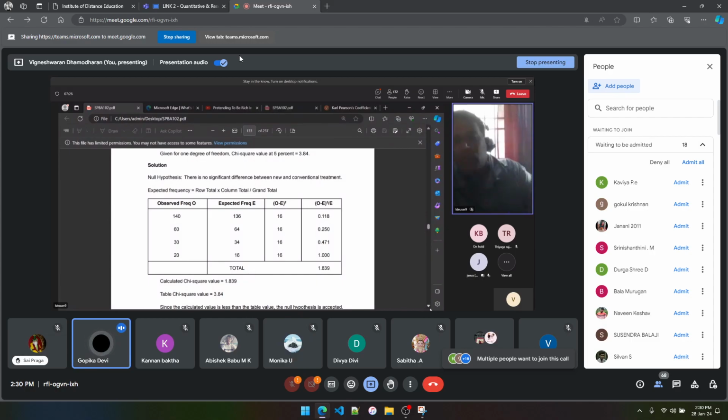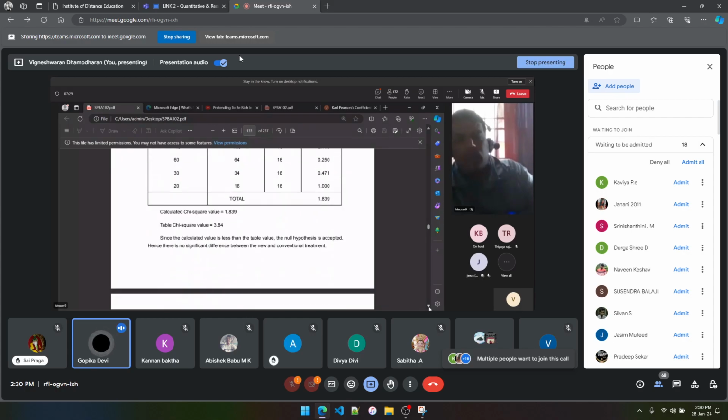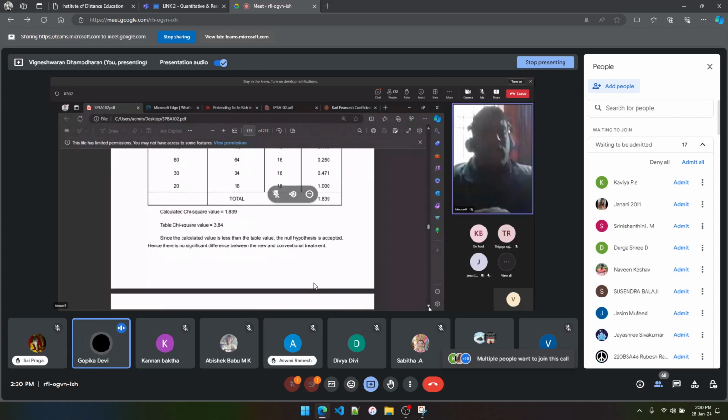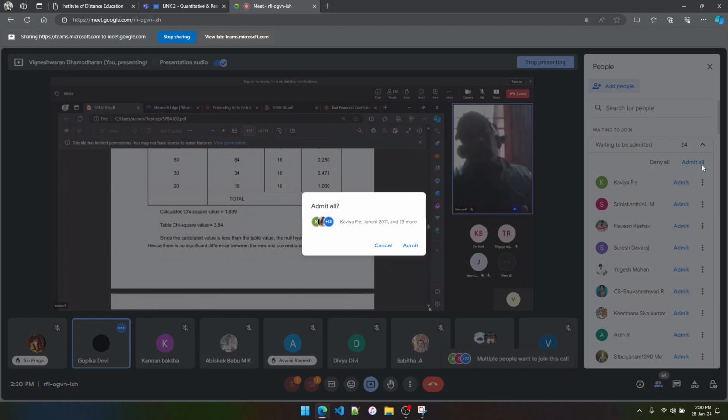Now what to do? The calculated chi-square value is 1.839. This is the calculated chi-square value, that is 1.839. Now, we should find the table value also, because we are going to compare the table value with that of the calculated value. Thereby, we say whether the hypothesis is true or false, because we have developed the hypothesis in the initial stage. We are testing the validity of the hypothesis. By comparing the calculated value of the chi-square with the table value, we can say whether the hypothesis should be rejected or accepted.